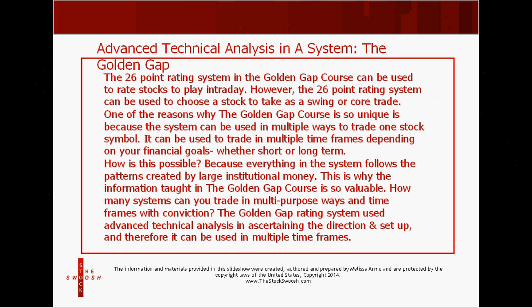So how is this possible? Because everything in the system follows the patterns created by large institutional money. This is why the information taught in my Golden Gap class is so valuable, because many systems that you learn do not have a multi-purpose way to use them. You can use my system to day trade, swing trade, core trade, or do options. And somebody even asked about futures. It doesn't matter what the time frame is, although your target and your risk assessment will be different if you're day trading versus carrying overnight, okay?